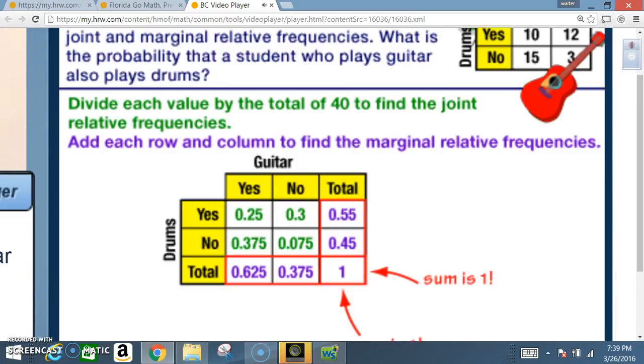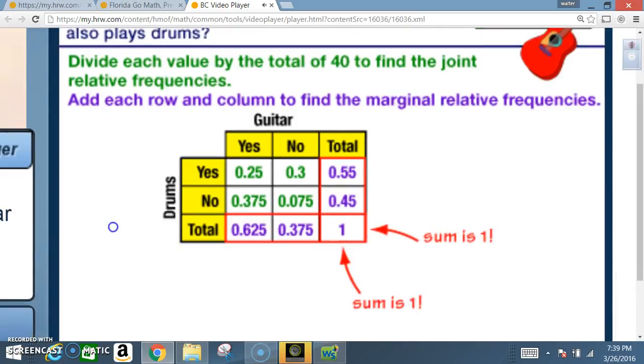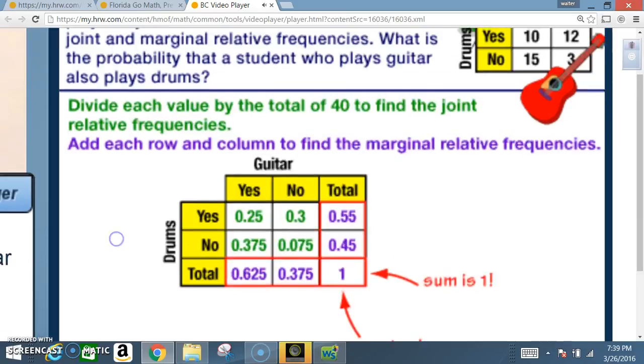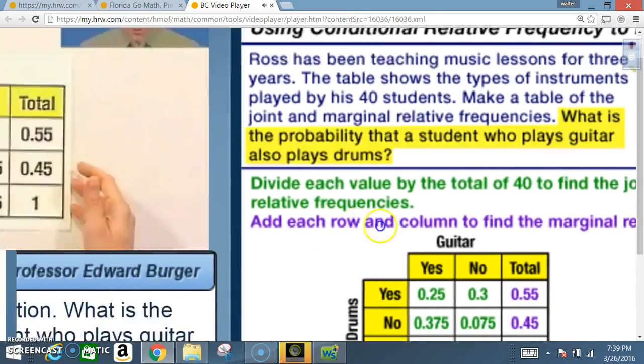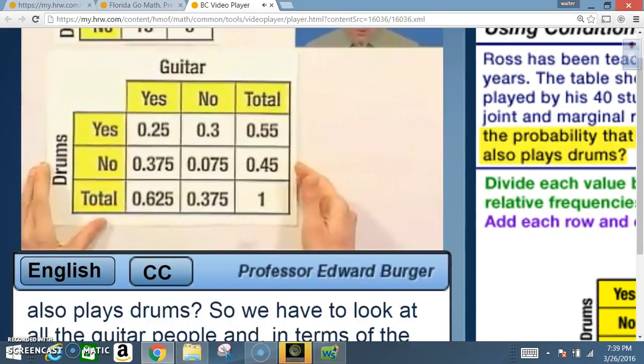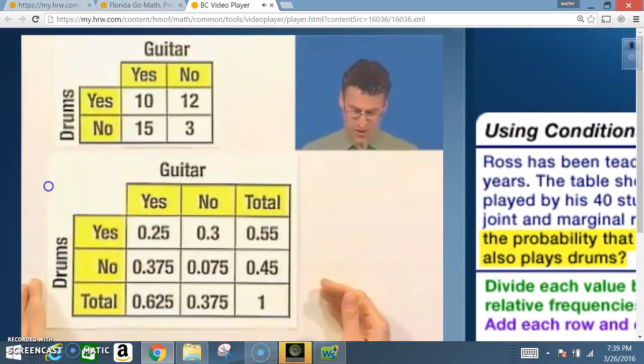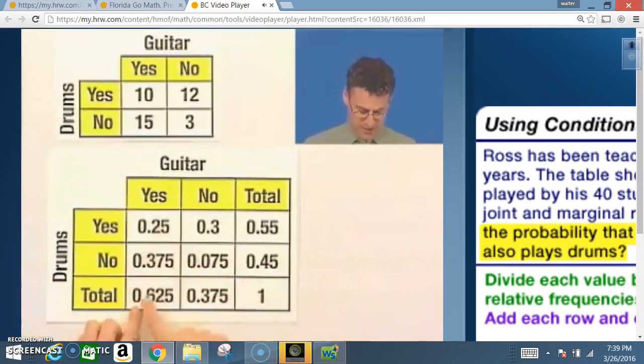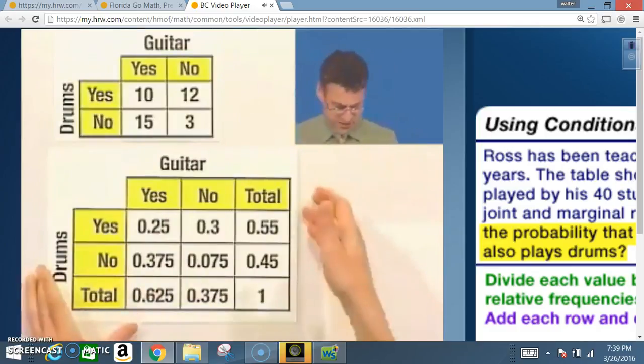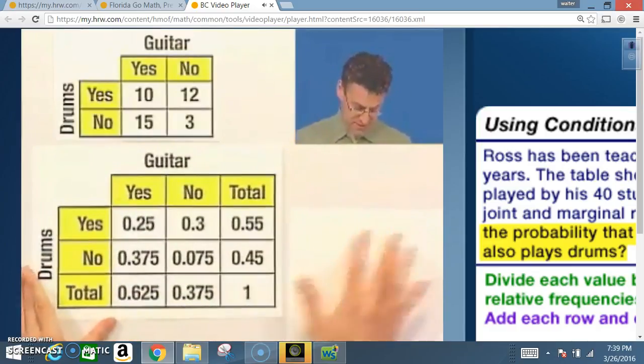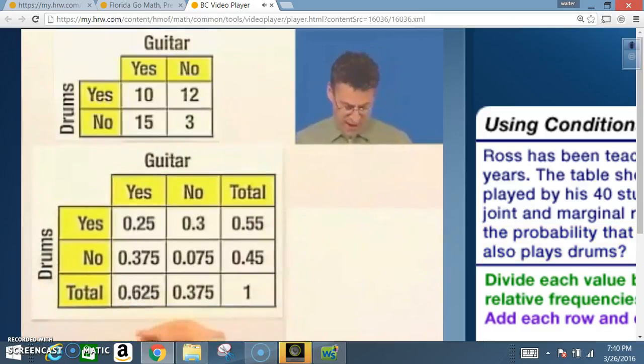But now here's the question. What is the probability that a student who plays guitar also plays drums? So we have to look at all the guitar people, and in terms of the percentage, that relative frequency is 0.625.